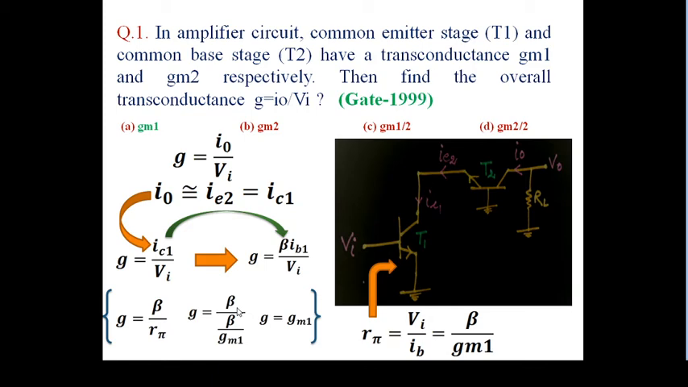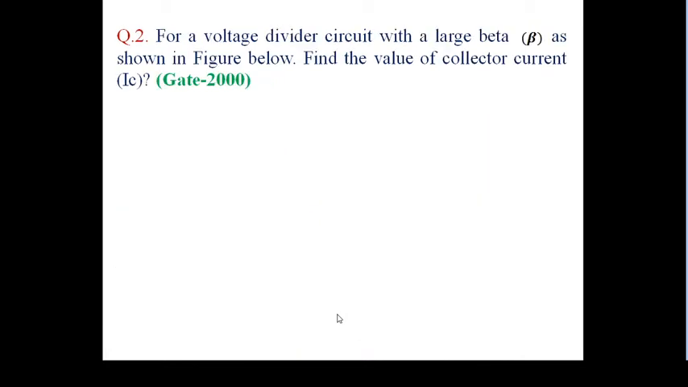So beta cancels with beta, so G equals GM1. So this one is the first question. Now we have to move to the second question.